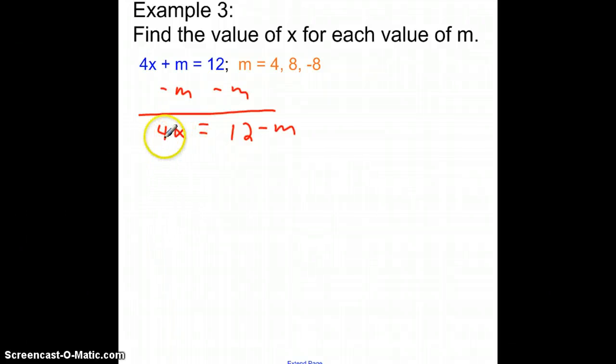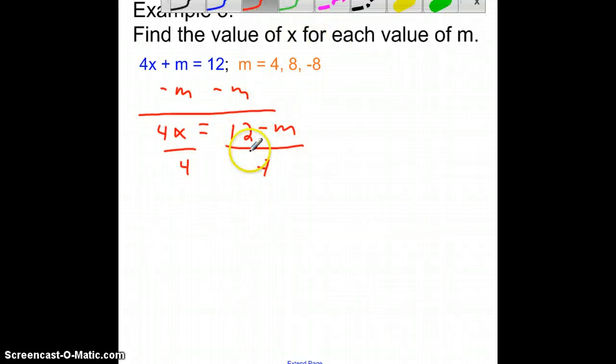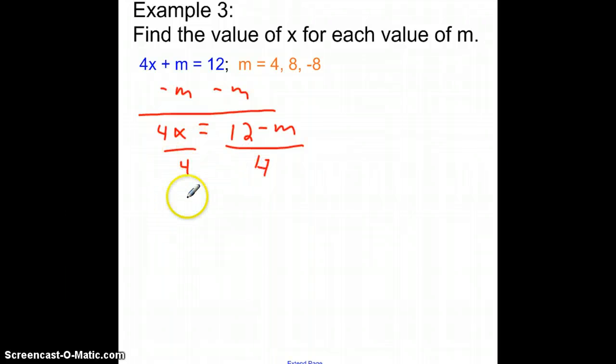Over here, we almost got the x all by itself. 4 times x. So we divide both sides by 4. Okay, so over here, 4's cancel each other out. Only x remains. And we've got 12 minus m over 4.